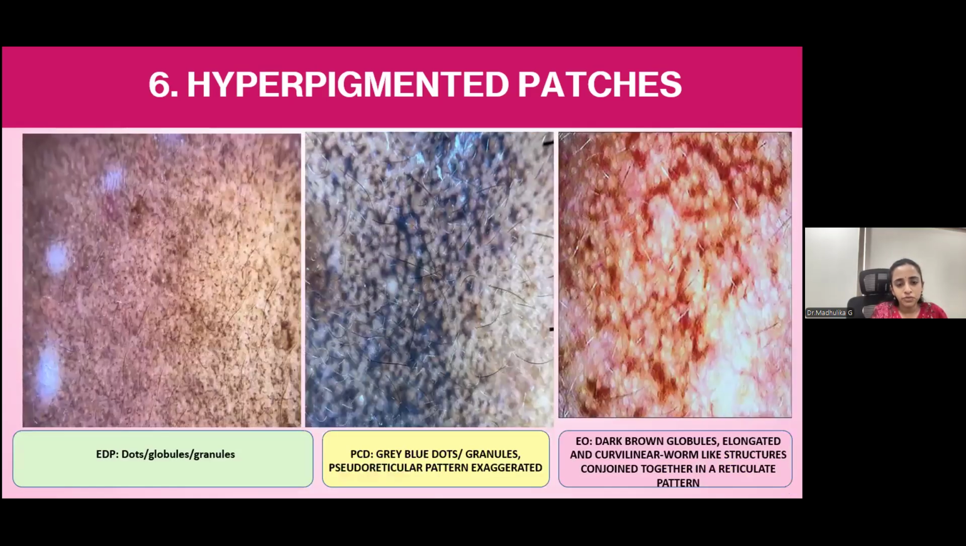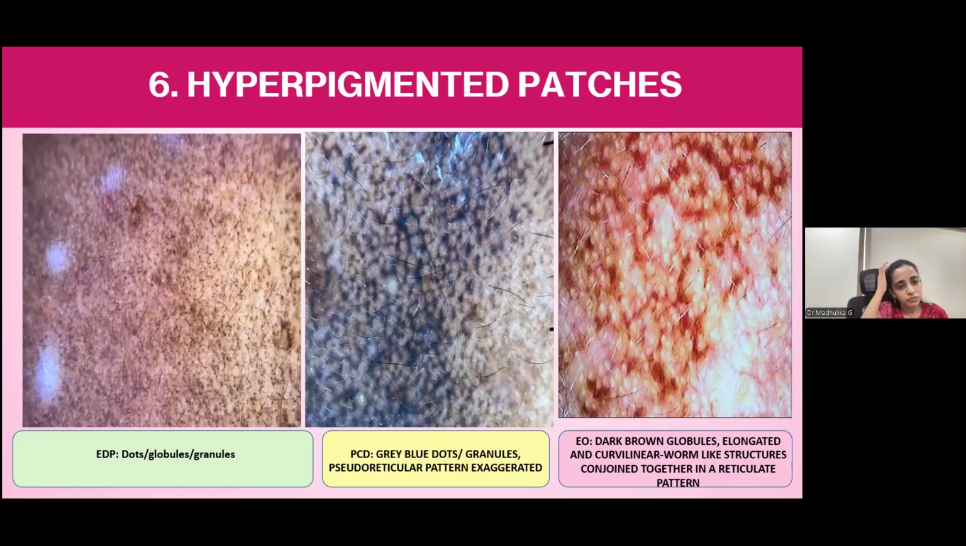Next. So again, in EDP, you don't see much of an accentuation of a pigment network as such. You just see certain blue-gray dots, globules, and granules. And in pigmented cosmetic dermatitis, sometimes you see gray-blue dots and granules, but the pseudoreticular pattern of the face is highly exaggerated, with almost a granular pigmentation surrounding this. And in exogenous ochronosis, in those who misused hydroquinone, etc., you see dark brown globules, elongated and curvilinear worm-like structures, which represent the deposition of the ochron, and then conjoined together in a reticular pattern.